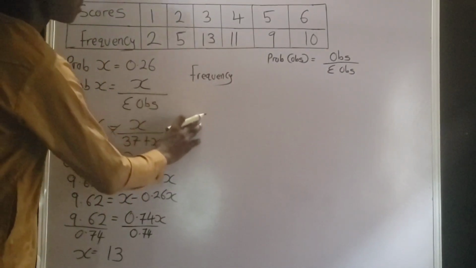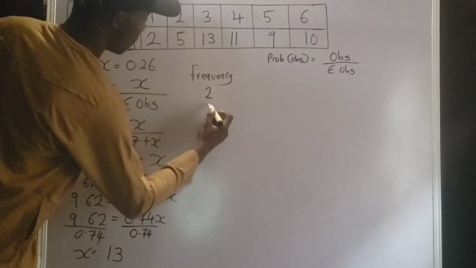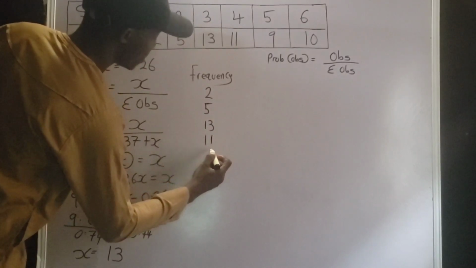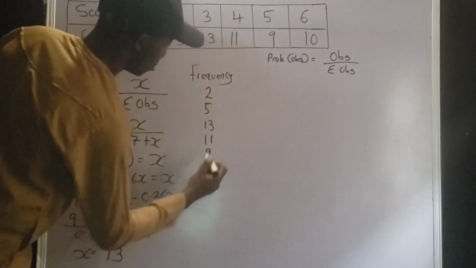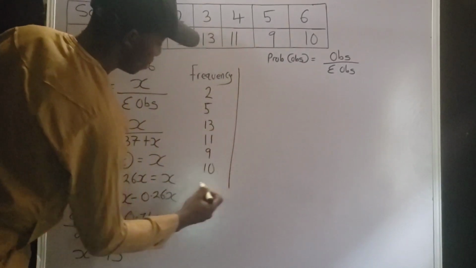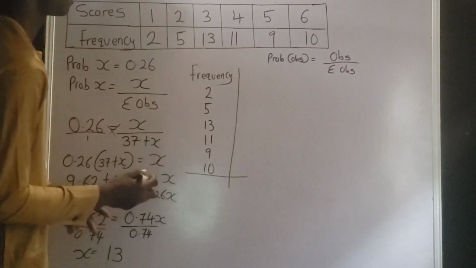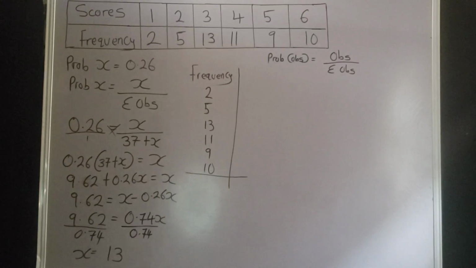So let's have a frequency table here. I'm going to have 2, 5, 13, 11, 9, and 10. You understand? So if you sum all this together, that is 2 plus 5 plus 13 plus 11 plus 9 plus 10, that will give us 50.